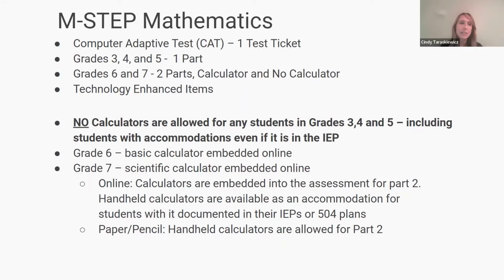In grade 6, a basic calculator is embedded online. In grade 7, you have a scientific calculator that's embedded. And those calculators will turn on automatically for the students. If the student needs a handheld calculator, that is available as an accommodation for students if they have the IEP or 504. And if you're using paper and pencil, you can also use handheld.